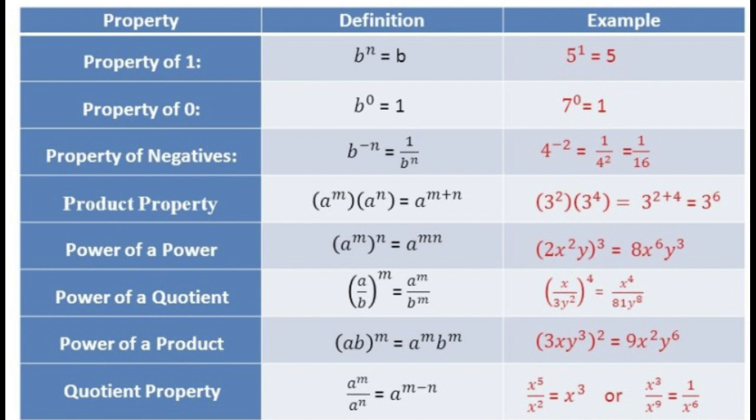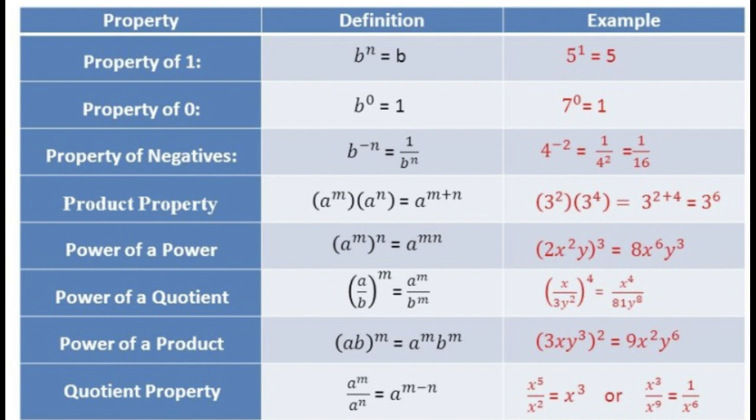Moving on to the power of a quotient, we have a fraction here being raised to an exponent. So we have a over b being raised to m. The way you can understand that is it's a being raised to the m over b being raised to the m. So it's just both of those numbers being raised to the same exponent.